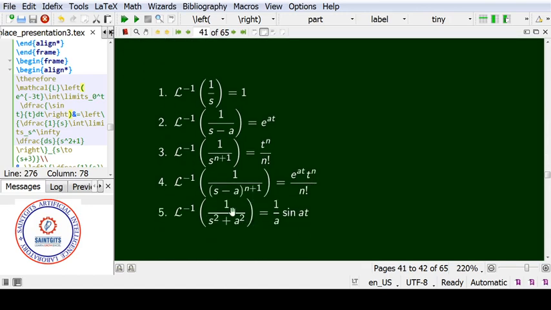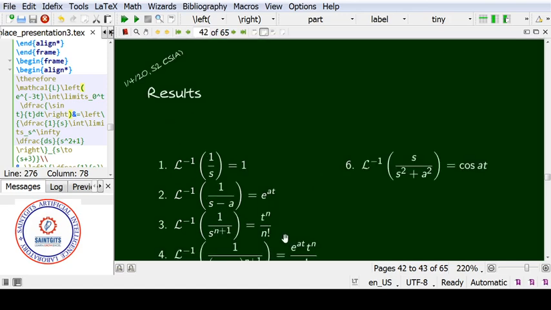Next result is L inverse of 1 by s square plus a square, that is equal to 1 by a sine at. We are familiar with Laplace transform of sine at, that is a by s square plus a square. In many cases, a need not be in the numerator. Suppose here we have a, we can take this a to the left side. So L inverse of a by s square plus a square equal to sin at. The same result can be reformulated in a different style.